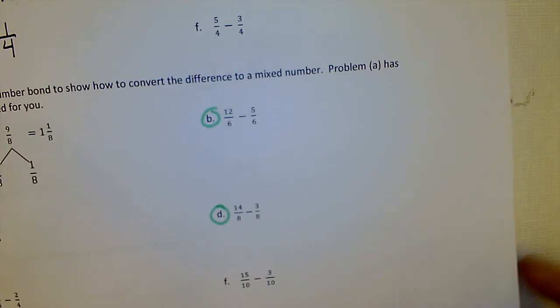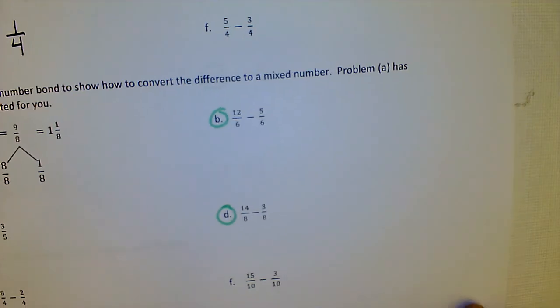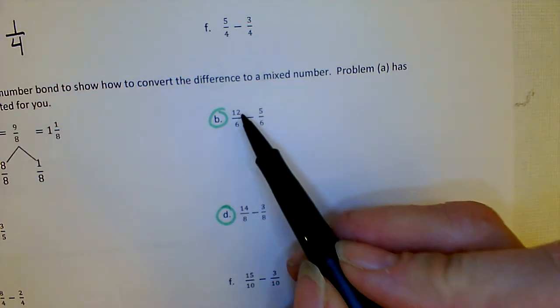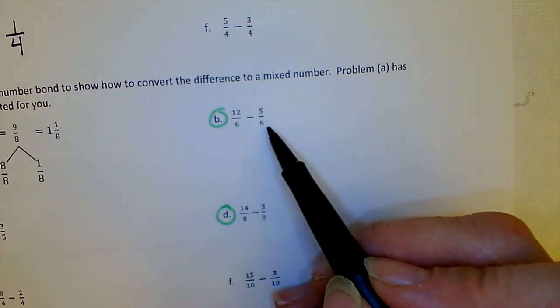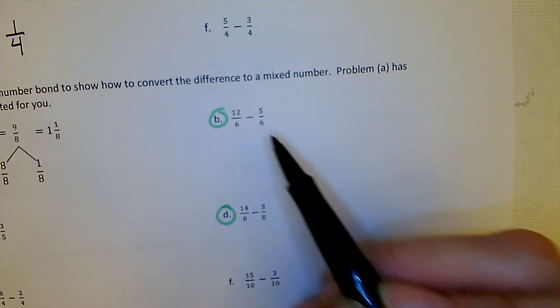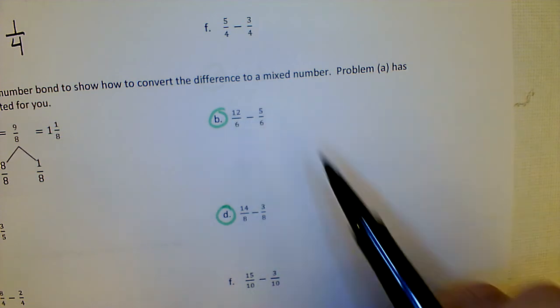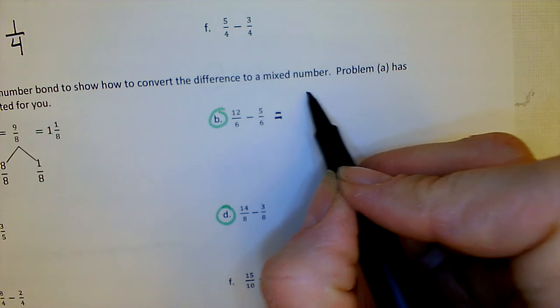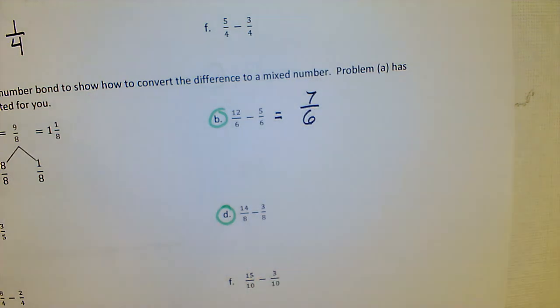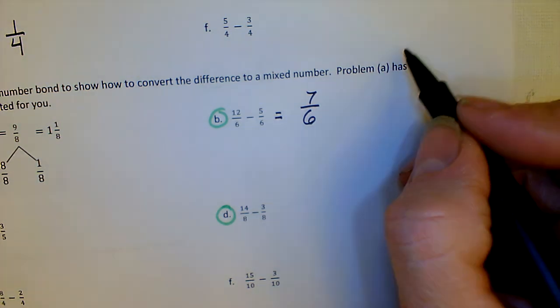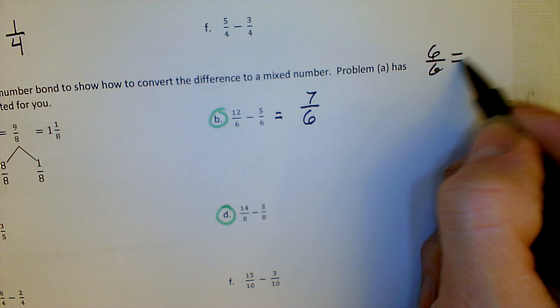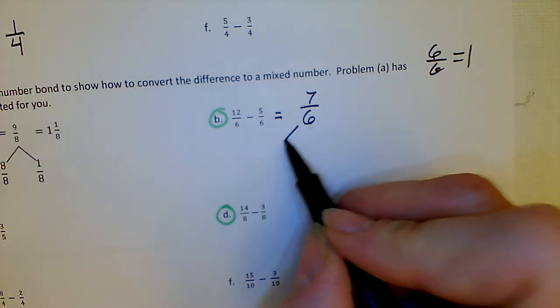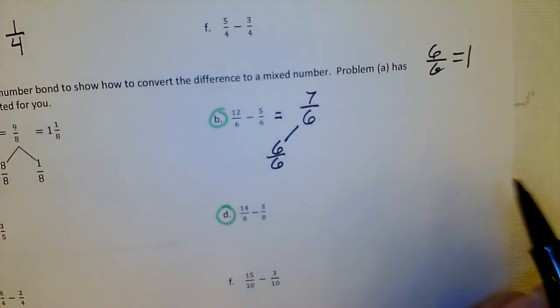So let's go into 3b, because again, I find that the examples can throw you off a little bit. So 12 sixths minus 5 sixths, well, 12 of those pieces minus 5, 12 minus 5 is going to give me 7. So I have 7 sixths. And that's a fraction greater than 1. My numerator is larger than my denominator. Now, since my denominator is 6, I know that 6 sixths is equal to 1. So I'm going to pull out 6 sixths, or 1.